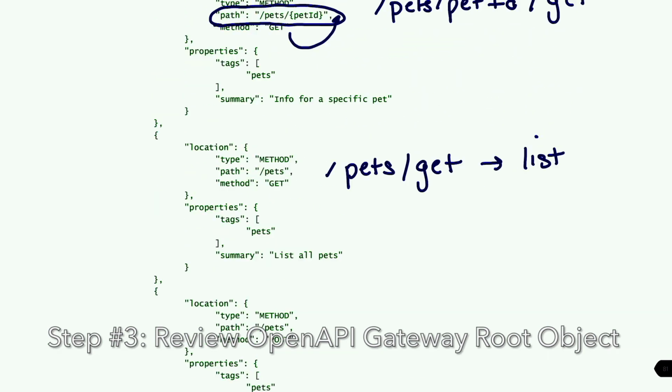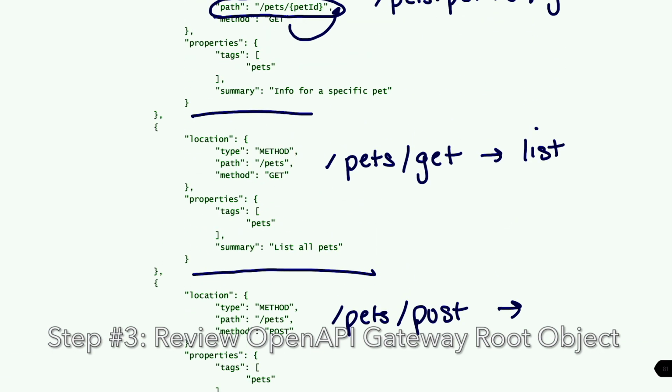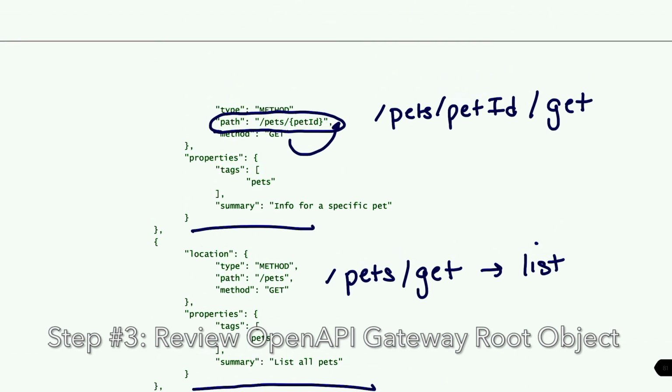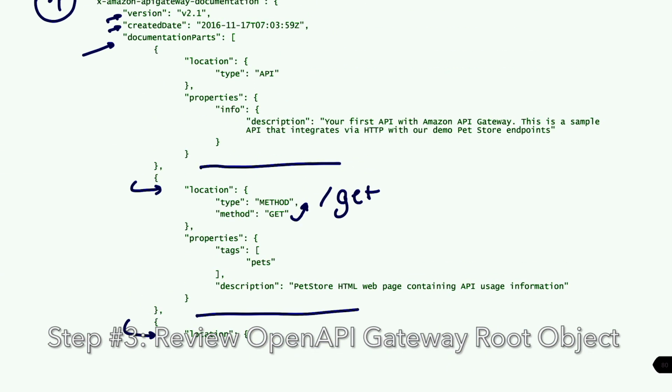And then we have /pets /post, and that allows us to add a new object. So you can draw the lines here, here, here, and here. So you can see what we're doing is we're representing our API structure in a way such that Amazon Web Services can understand it.